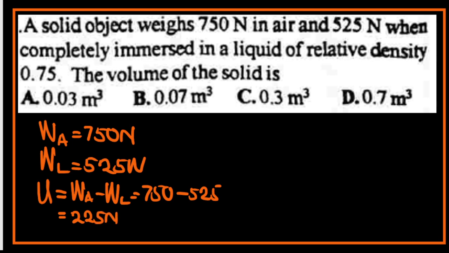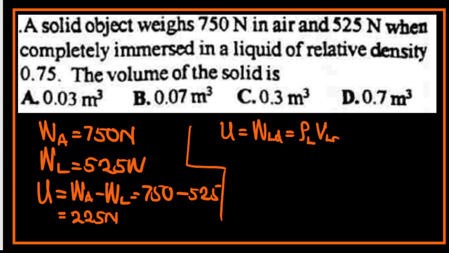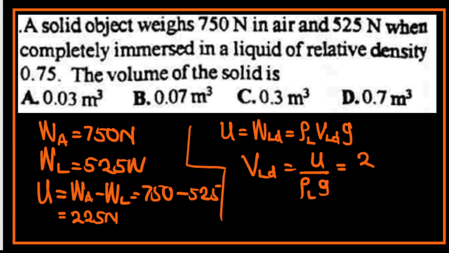That's the upthrust. And according to Archimedes, upthrust is also equal to weight of liquid displaced. When you break this down, that's going to be density of the liquid, volume of liquid displaced, times g. Okay, now watch. We have upthrust. We need the volume of the solid. Volume of the solid will also be equal to volume of the liquid displaced. So once we get volume of liquid displaced here, we are good to go. Our upthrust is 225 newtons.